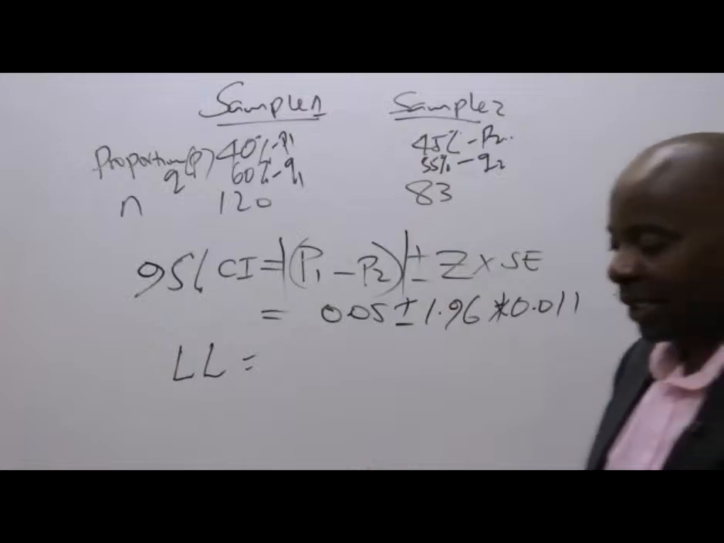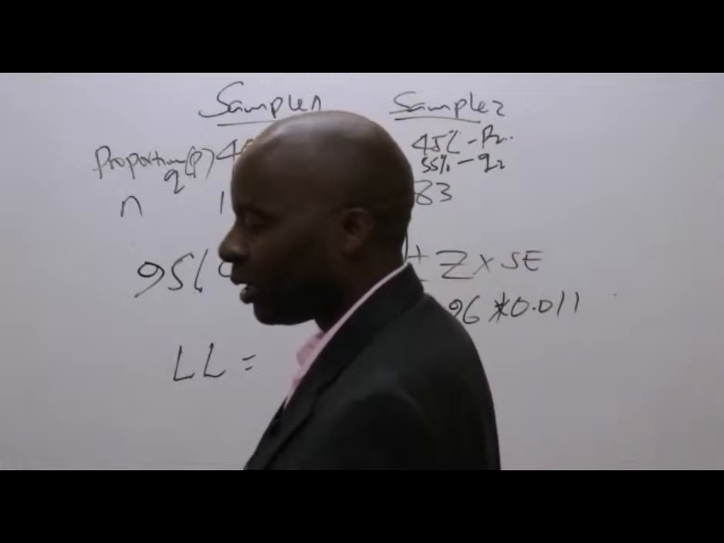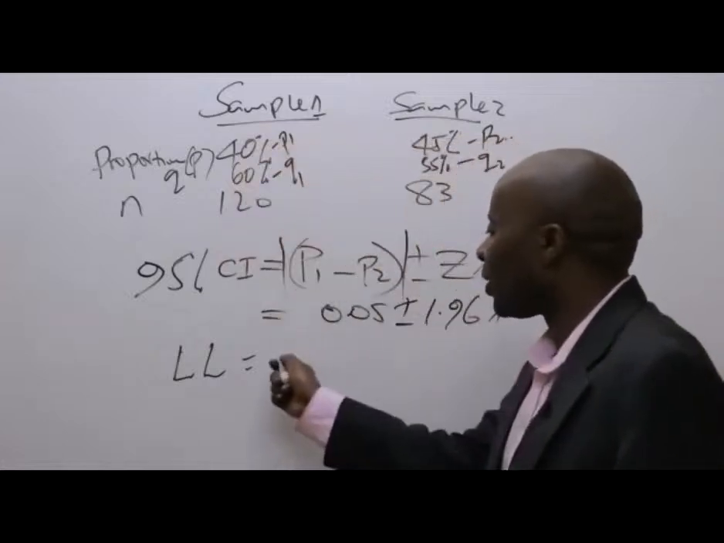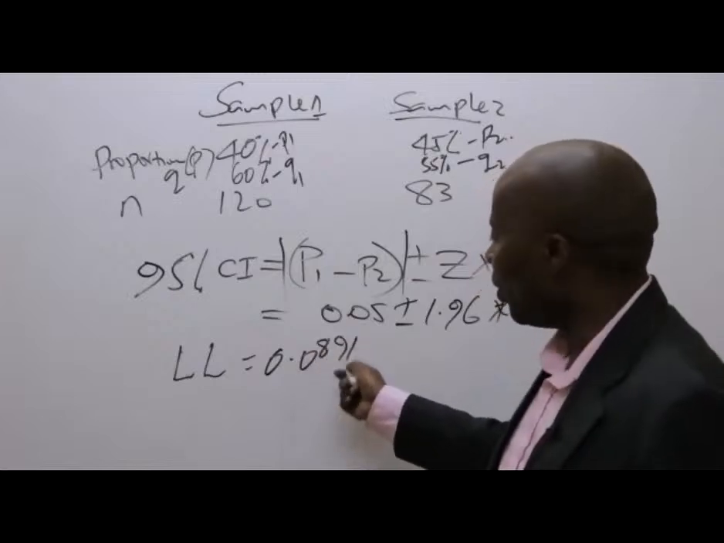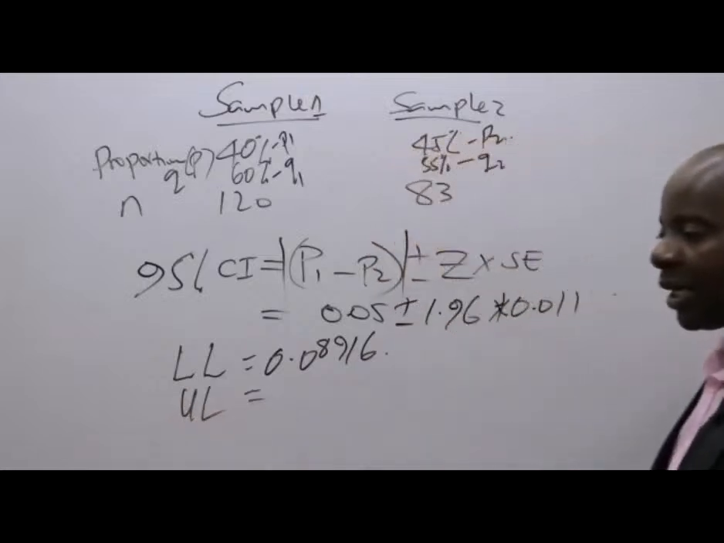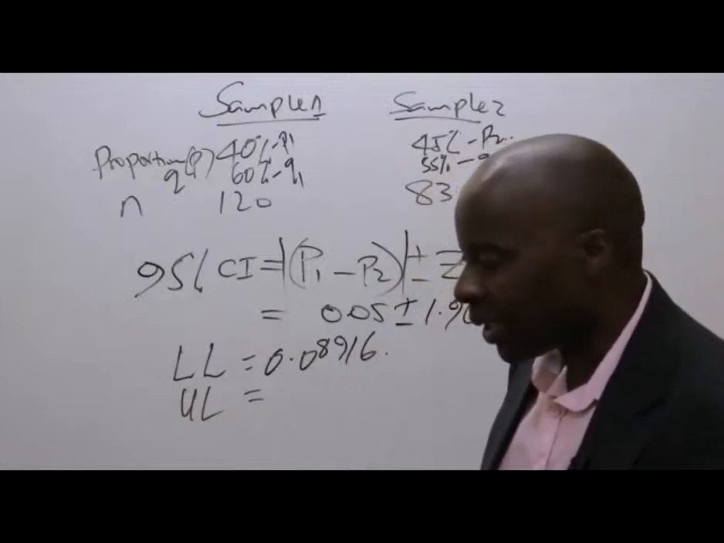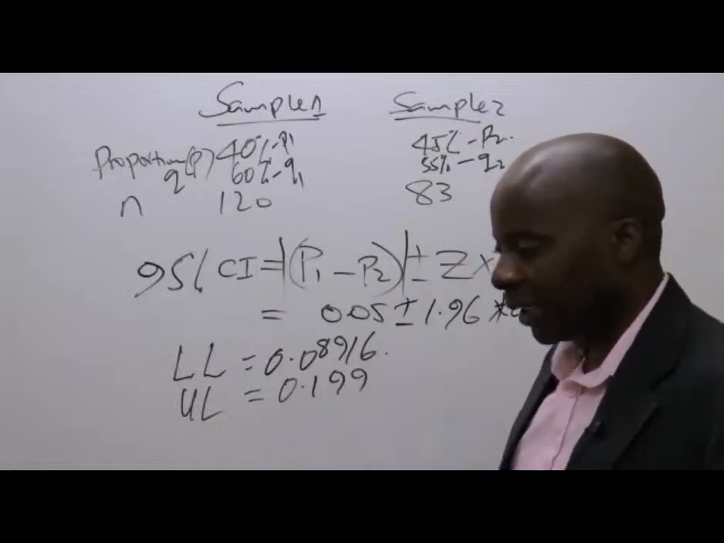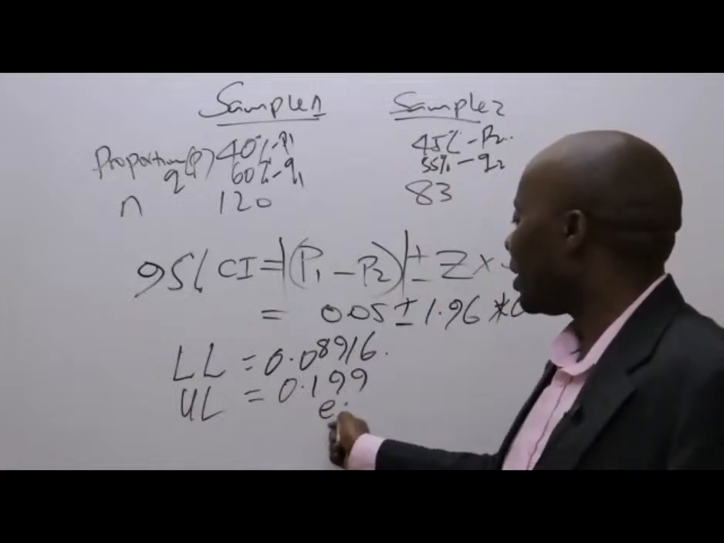So the lower limit, ladies and gentlemen, at the end of the day will give us what figure for the lower limit. Lokai gives me a lower limit of 0.0816. How about the upper limit? Upper limit I'm being given, it is 0.199.